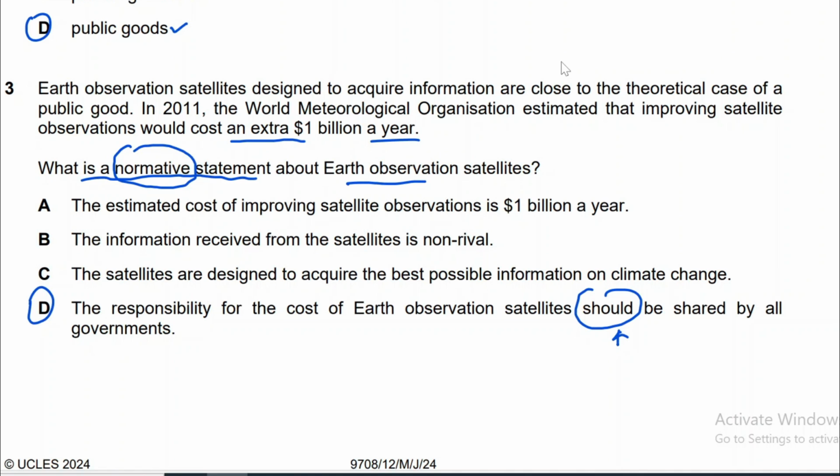All other options are positive statements because they can be factually explained based on facts and figures. So this is something that shows opinion, so we will choose option D.